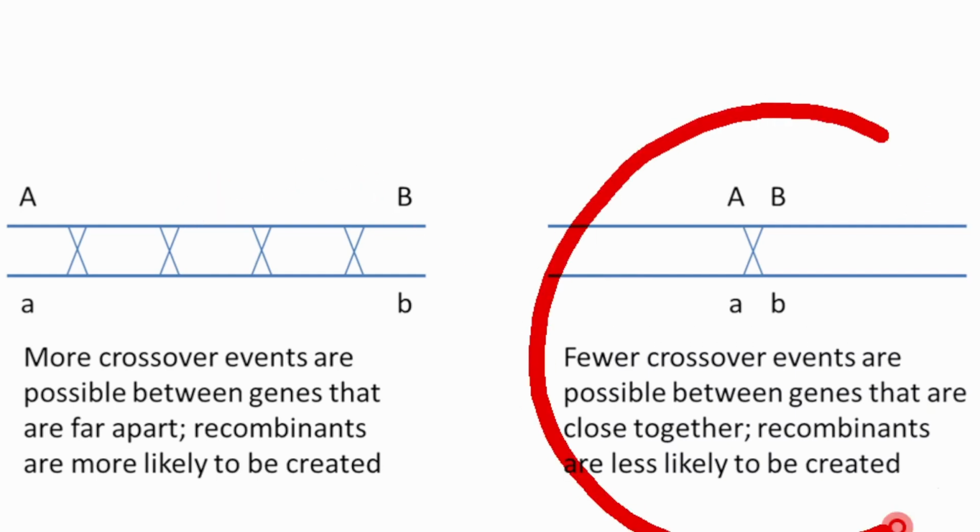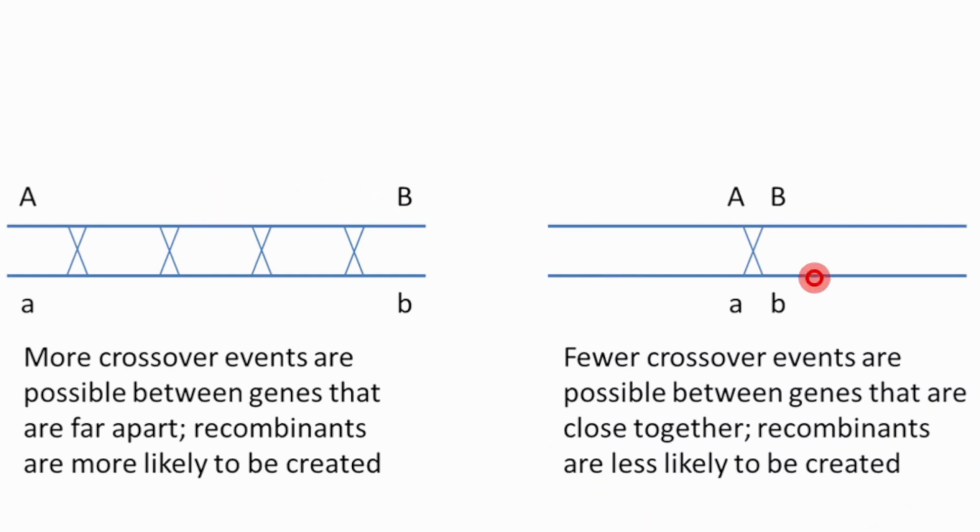On the right side of the image, the 2 genes are very close together, as you can see, A and B. So the region between them is very short. A short region means very few possible crossover positions. So most crossover events miss that region entirely and the genes stay together. This is why genes that are far apart recombine more often, while genes that are close together usually remain linked.